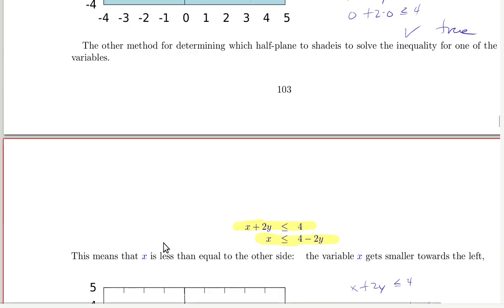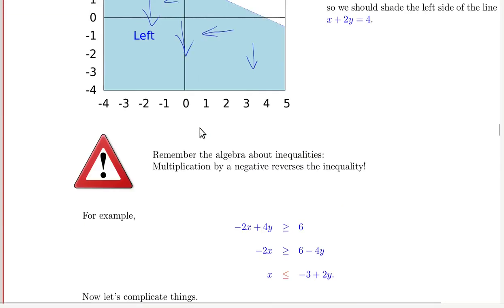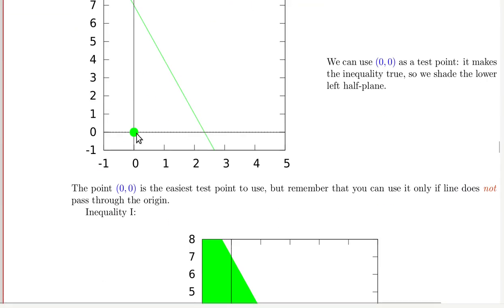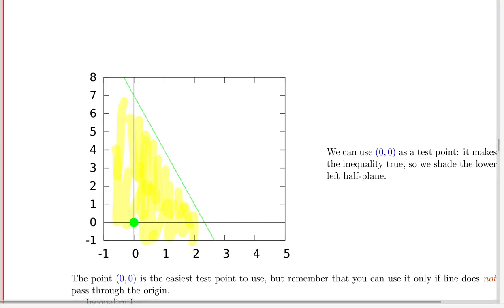So if we plug in 0, 0, as we saw, this is true, right? So we can use the same test point, 0, 0, here that we used before, and it makes the inequality true. So once again, that tells us that we want to shade the side that contains the test point. We want to shade the lower left side of the line.